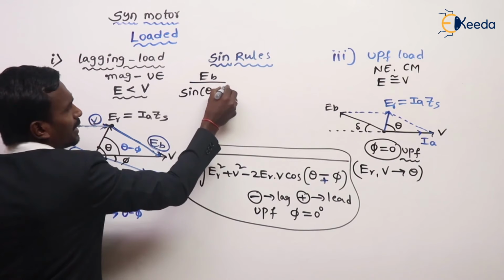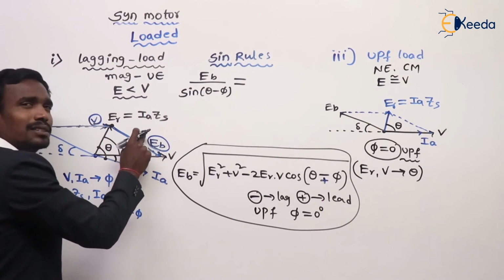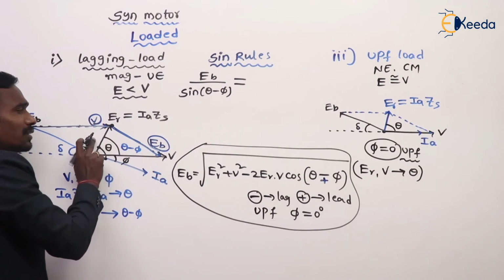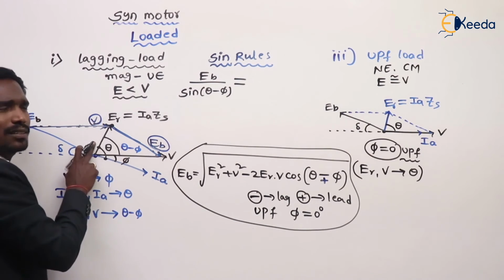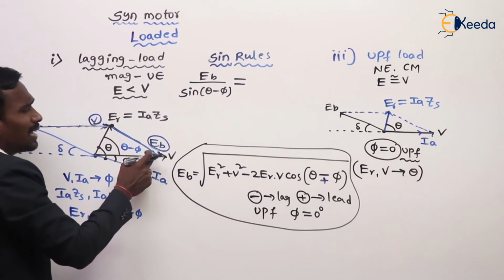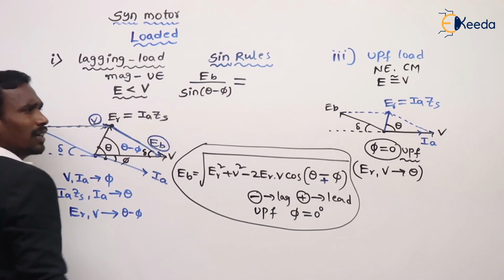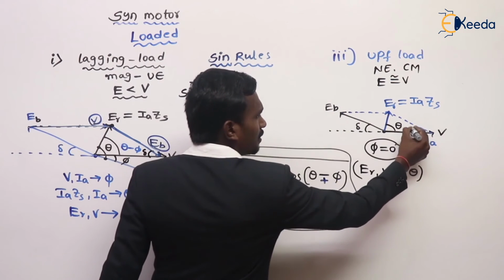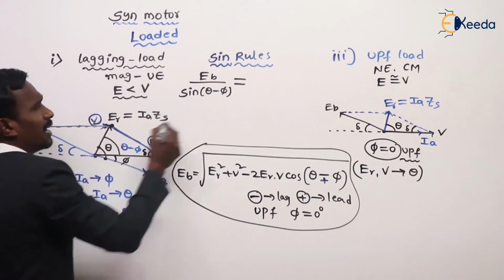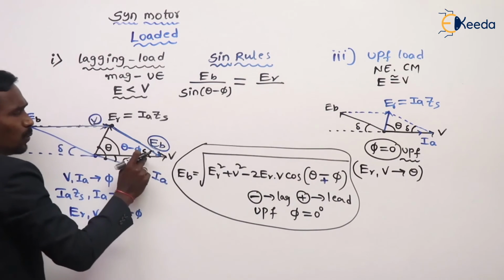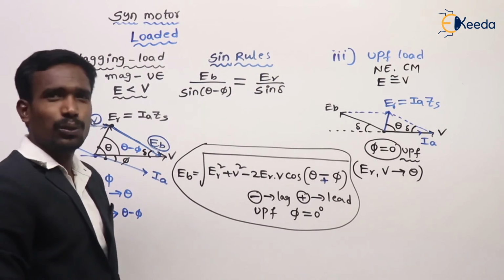EB upon sine of theta minus phi is equal to this side by sine theta. What is this side? This side is ER. What is the angle here? Can you tell me? If this is delta, this is also delta. Yes or no? Exactly, because of parallel lines. So tell me, what is here? This is ER. So ER upon sine delta. This is the formula for lagging load.